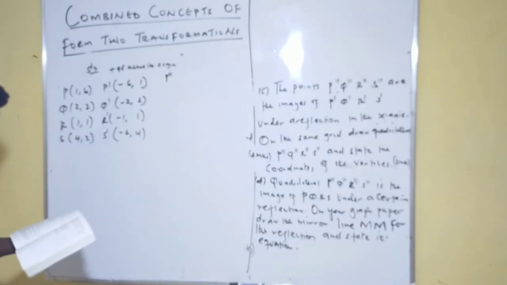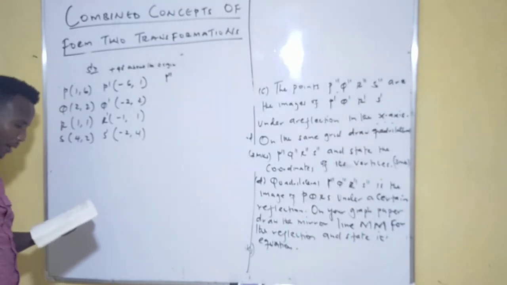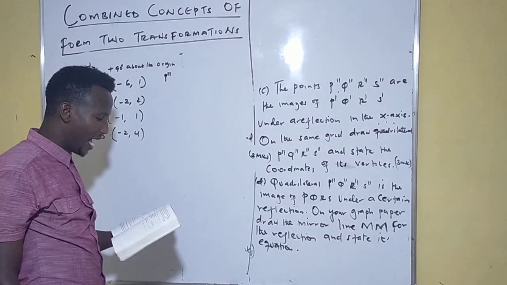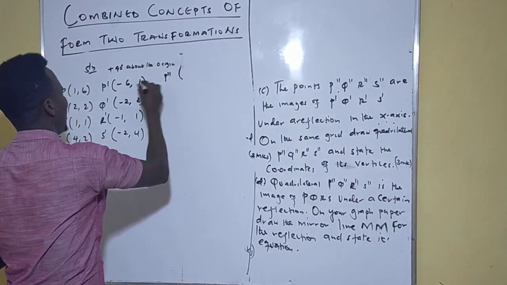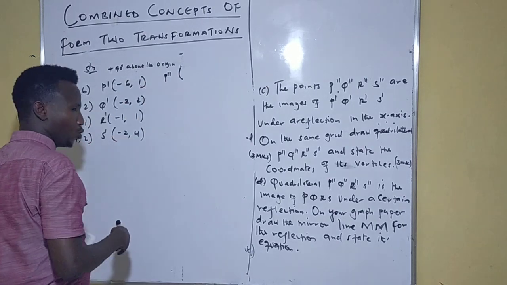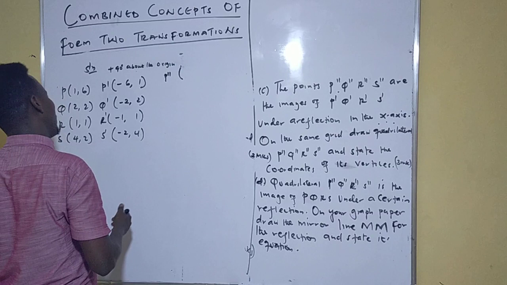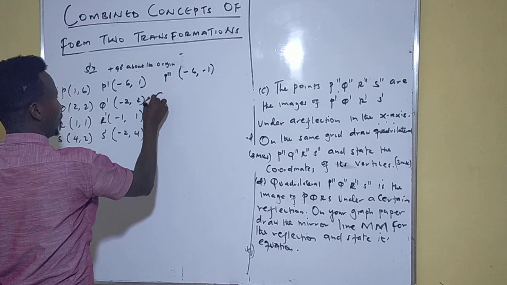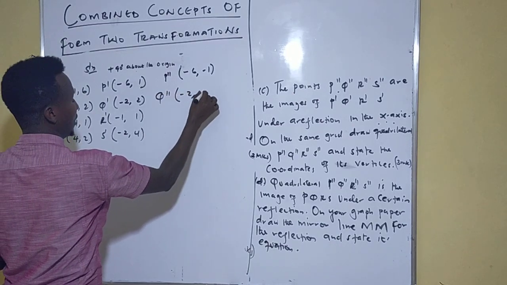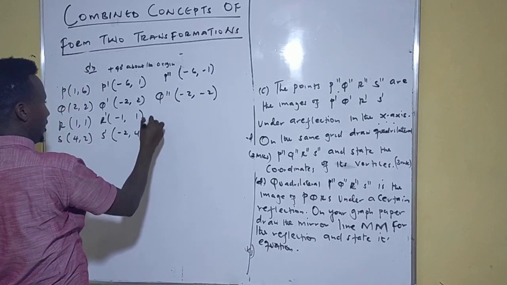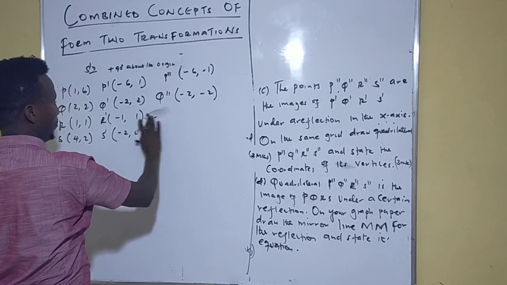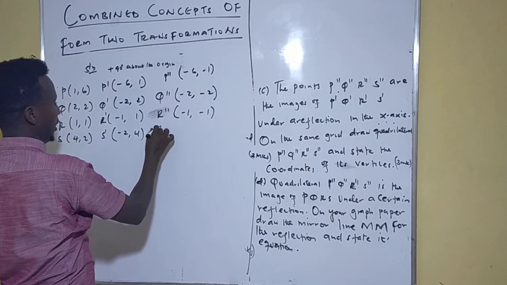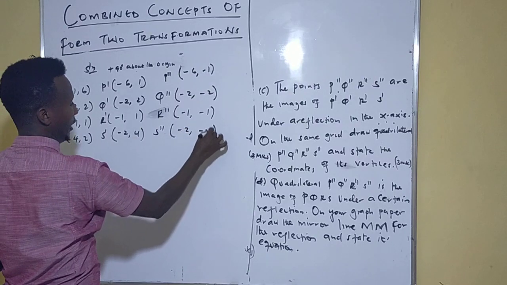You are told they are the image of P prime, Q prime, R prime, and S prime under a reflection in the x-axis. What will happen? A reflection in the x-axis is rule 1 of reflection: the y-coordinate of the point changes sign. So P double prime will be (-6, -1), Q double prime will be (-2, -2), R double prime will be (-1, -1), and S double prime will be (-2, -4).